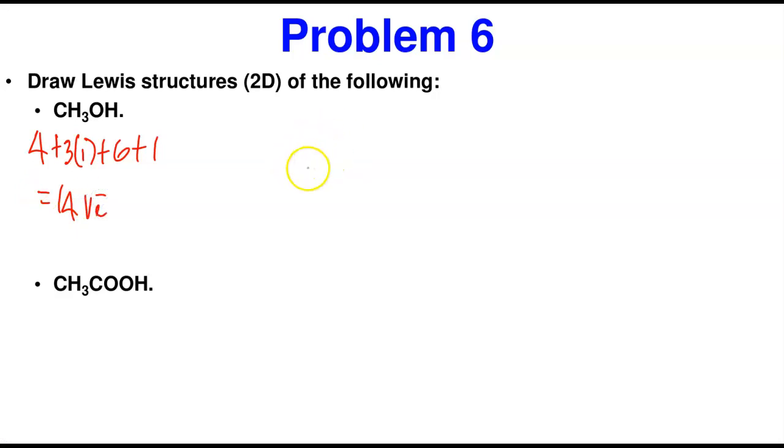Again, carbon will always be the central atom. And then we have to surround it. Look at how this is drawn. It looks like this carbon is surrounded by 3 hydrogens. That can help your time. And then you want to connect it to oxygen and then to hydrogen.